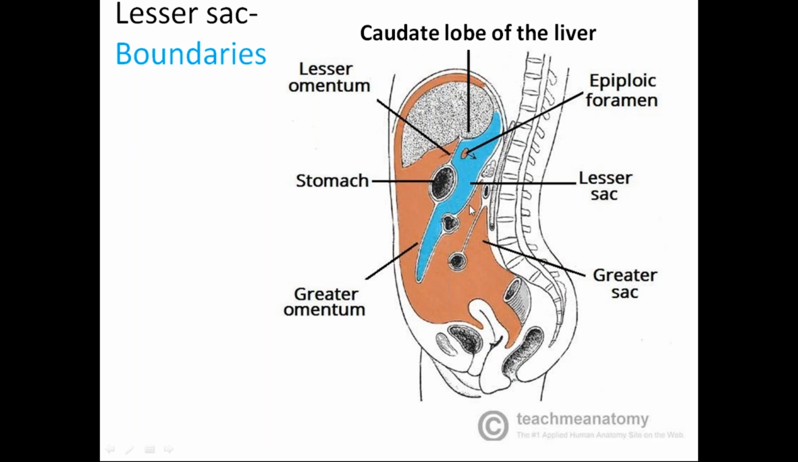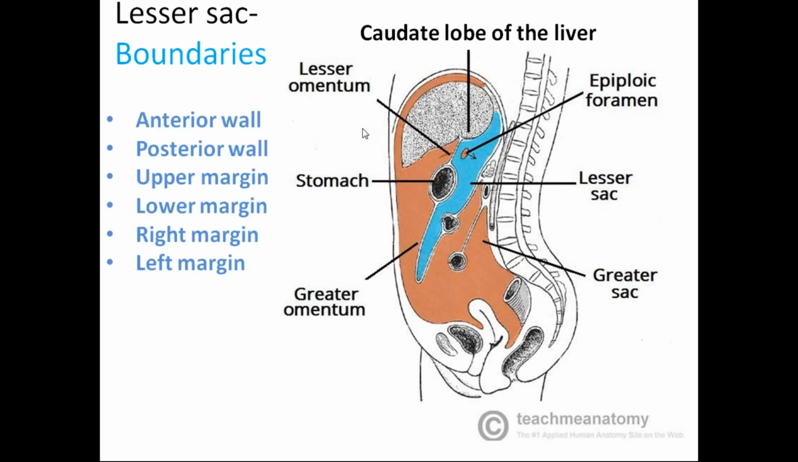So this space is called as the lesser sac. So along the right free margin of lesser omentum, you have a vertical slit. That slit is called epiploic foramen. So through this slit, lesser sac communicates with the greater sac.